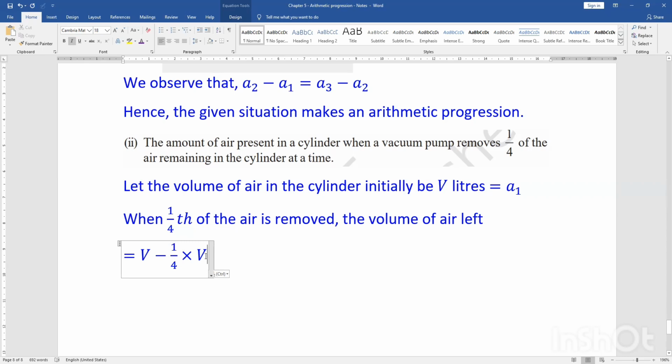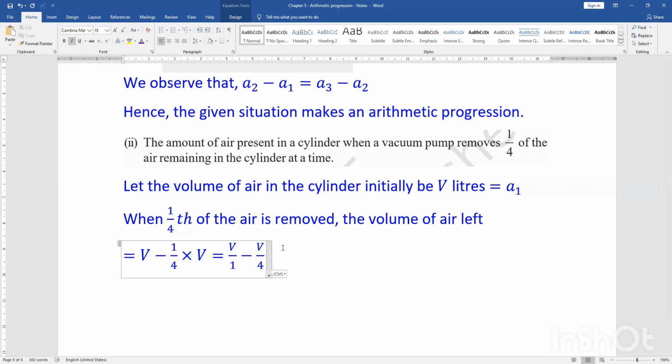Okay. So what is this? What is this now? It will be equal to, I can write it as V by 1. See, this first one will become V by 1, whereas 1 by 4 into V becomes V by 4. Okay. Next, what I do is, I'm going to take the LCM.